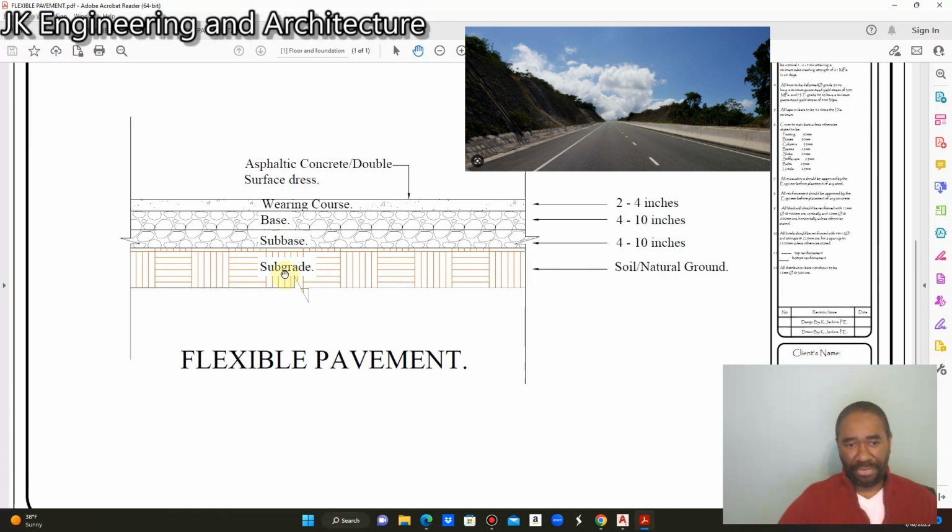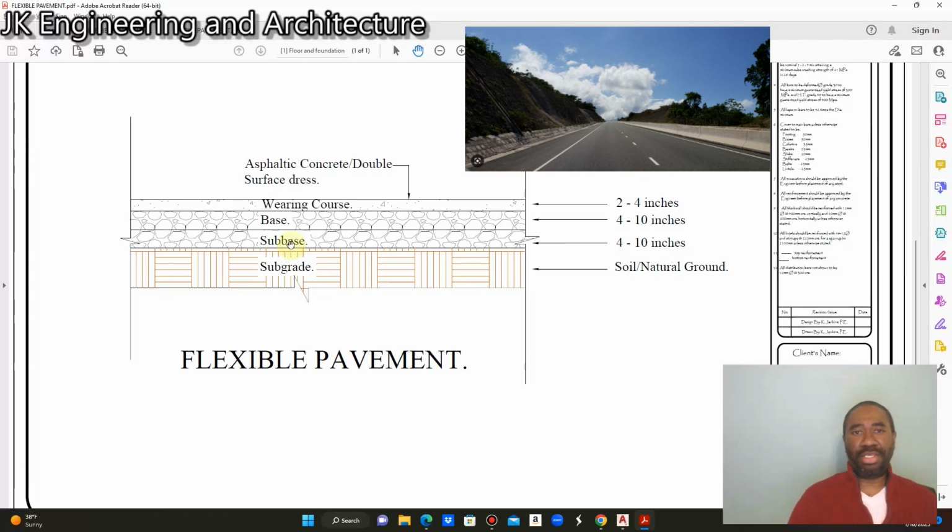Now, immediately above the subgrade, we have the subbase. The subbase carries two functions. It serves as a drainage system for the pavement itself, and it's also used to strengthen the subgrade. So in instances when you have a weak subgrade, the engineer usually introduces a subbase to strengthen the subgrade so that the pavement has adequate bearing capacity to carry the traffic load.